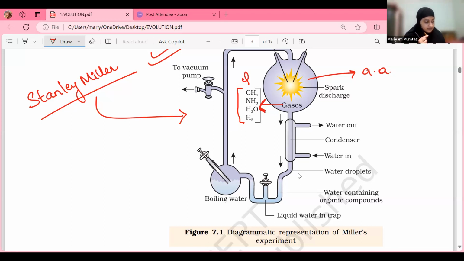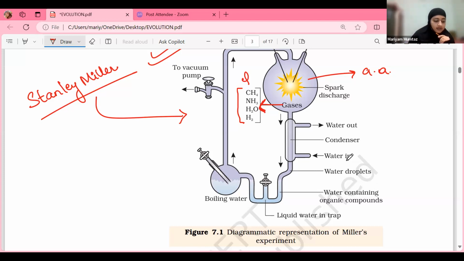Louis Pasteur. No. Oparin and Haldane. Okay, those two were the scientists because of whom this person got the idea to do so. Also, Louis Pasteur was the spontaneous generation one. And another thing is that this particular theory, which was given by Oparin and Haldane, is known as the theory of chemical evolution. Okay, the theory of chemical evolution.